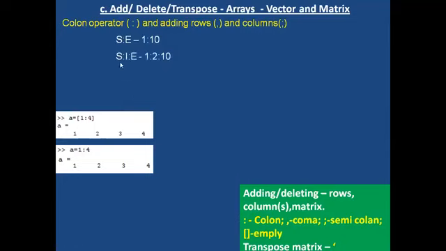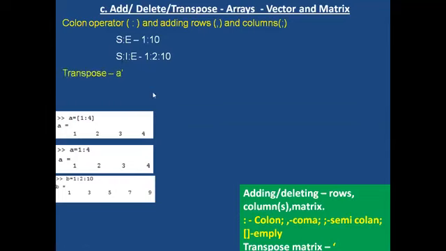There is another format, starting colon increment colon end. This is the starting value, this is the end value, and the increment is going to be 2. The example: I have given b equal to 1 colon 2 colon 10. Starting value is 1, the increment is 2, that is 1, 3, 5, 7, 9, up to 10. So this is the answer of the S colon I colon E format.